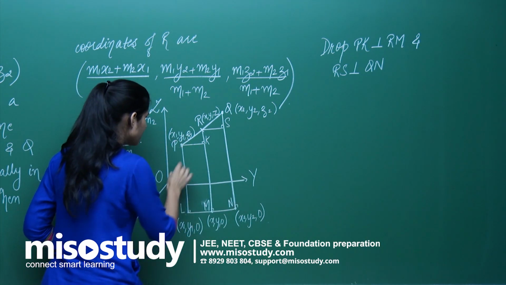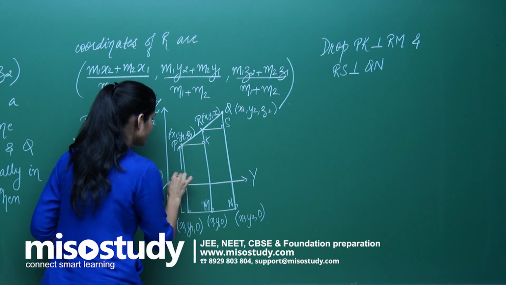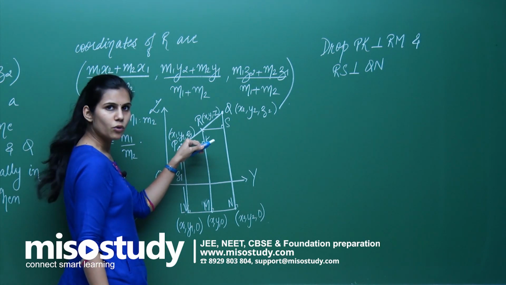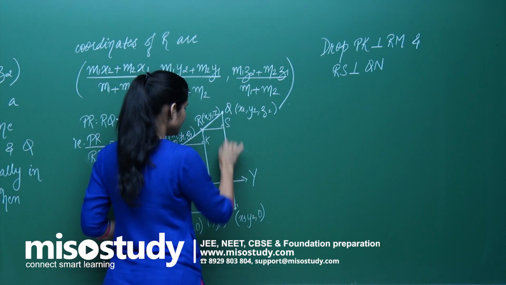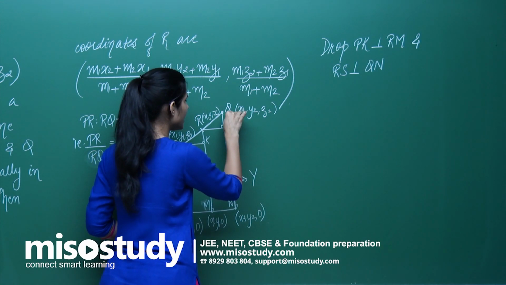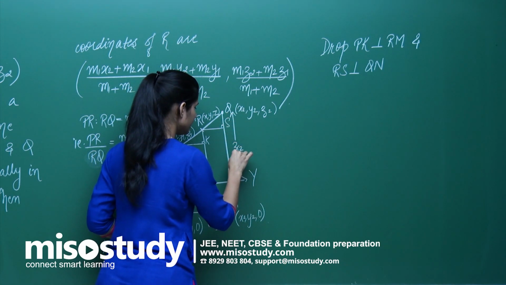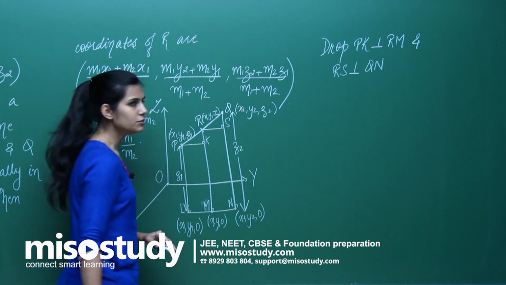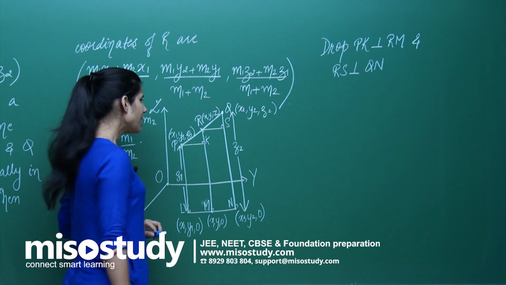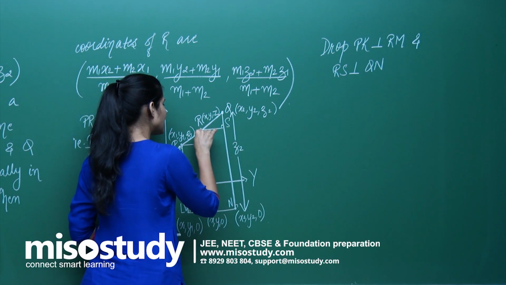Right now I am just asking you, this is a perpendicular which is drawn from P to the xy plane, so the length of this perpendicular will be z1, that is the z coordinate. This is the perpendicular drawn from Q to the xy plane, so its length clearly will be z2. This is z1, this is z2. Now I am asking you, what is RK?